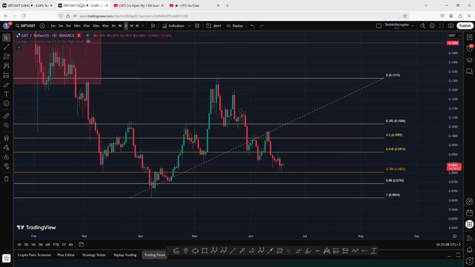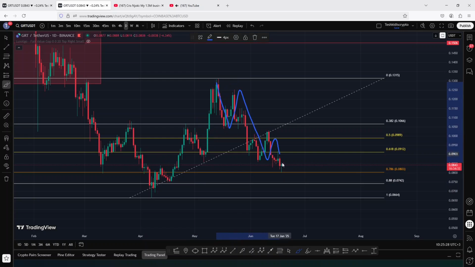And starting the video here on the daily chart, from the lows we made on the 7th of April, you can see that we saw this aggressive bounce to the upside in a move that gave us a high above the 0.1315. And after we made that significant high, we started a bit of a pullback to the downside.